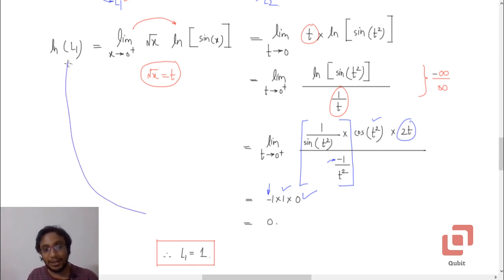Again, it is not L1 which is 0, but it is log of L1 which is 0, so L1 has to be e to the power 0, or 1. Okay, so we have calculated L1, which turned out to be 1. You can check it graphically.